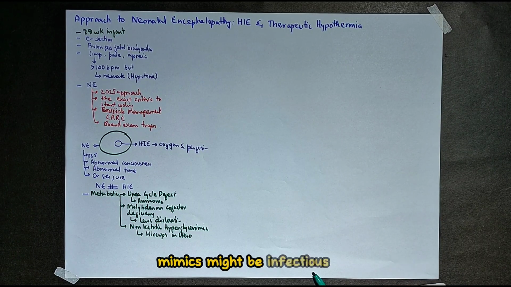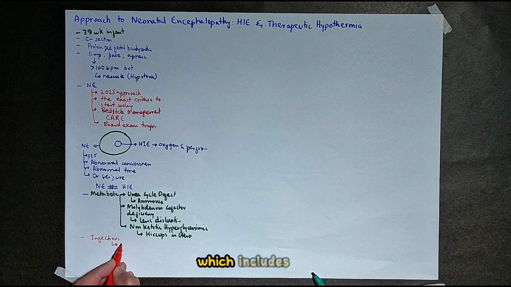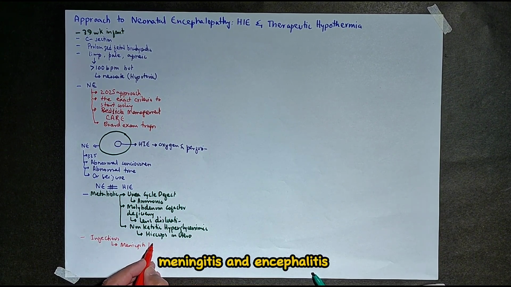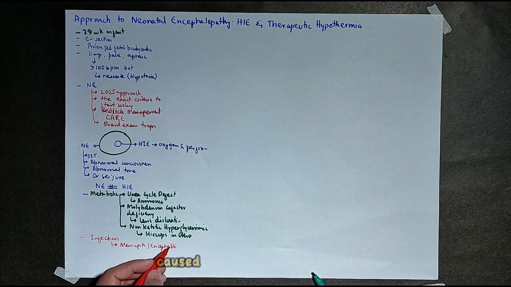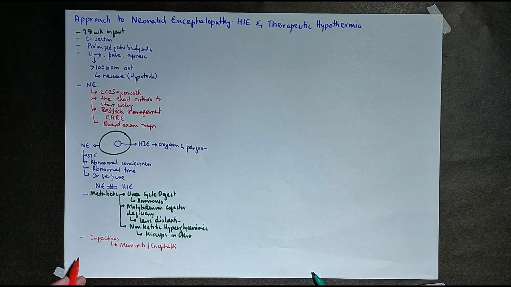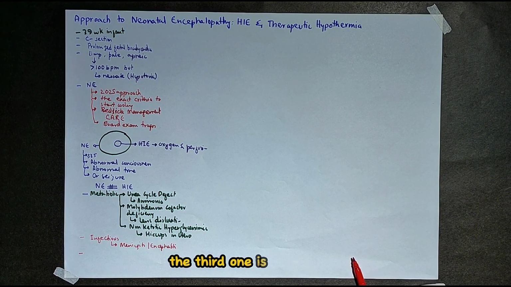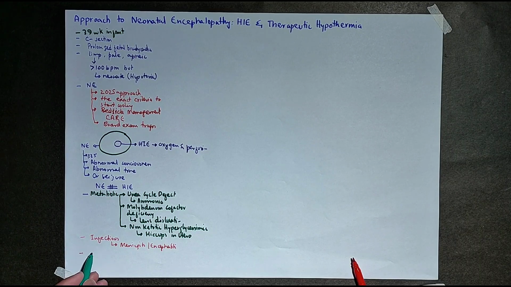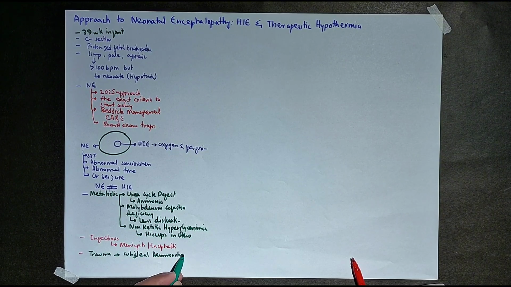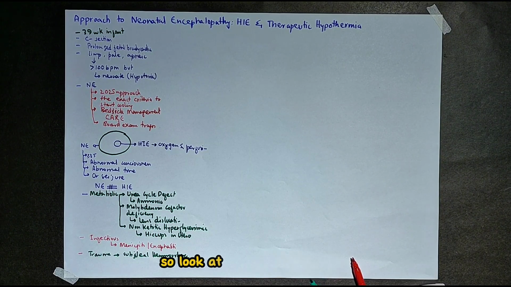Mimics might be infectious, which includes meningitis, encephalitis caused by HSV, enterovirus, GBS. Here cooling worsens coagulopathy. The third one is trauma, which might result in subgaleal hemorrhage. So look at the boggy scalp.